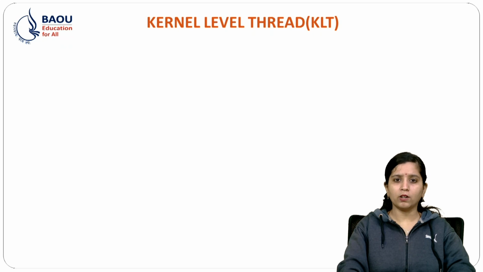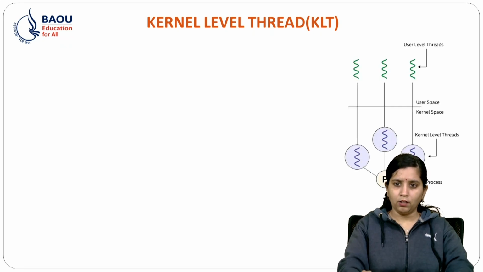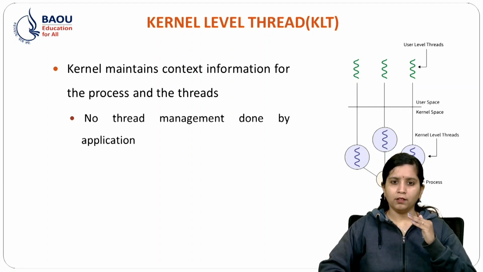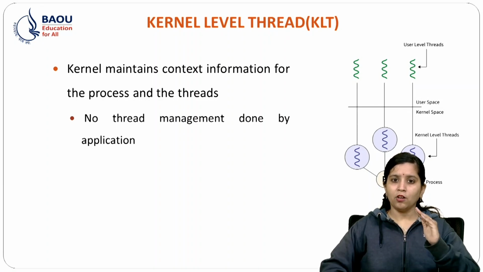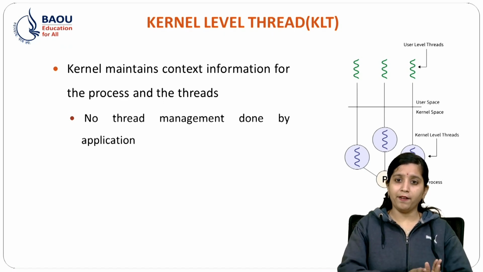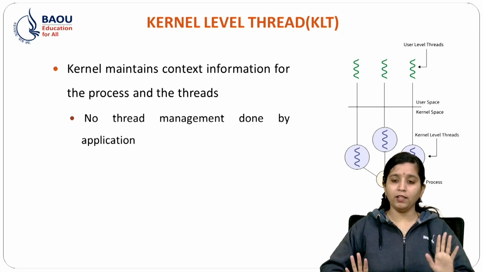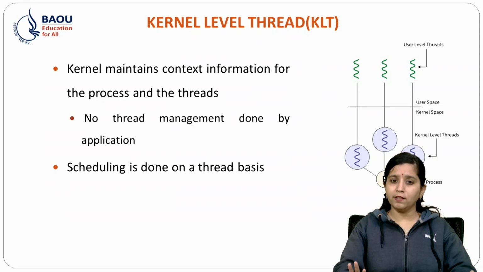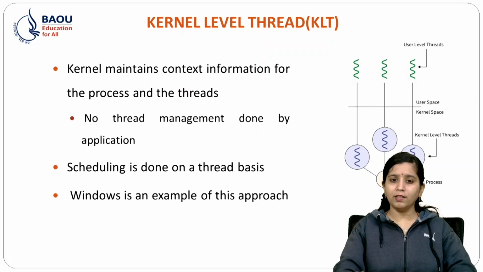Now let's study about kernel level thread, that is KLT. So what is kernel level thread? Kernel level thread is a thread which maintains context information for the process and the threads. No thread management is done by the application. The threads are directly run by the kernel itself, that is the operating system itself. Scheduling is done on a thread basis. Windows is an example of this approach.